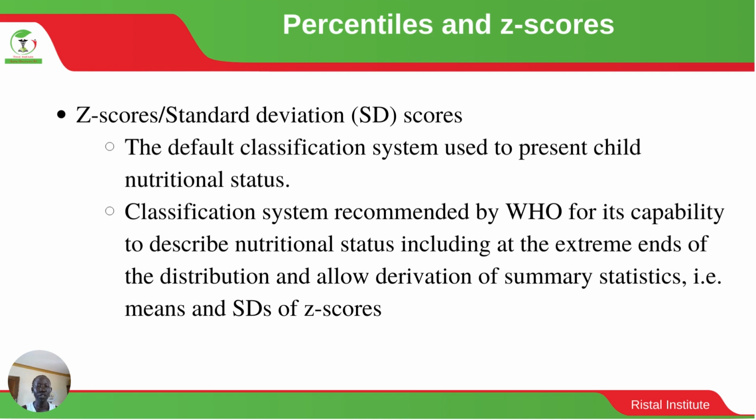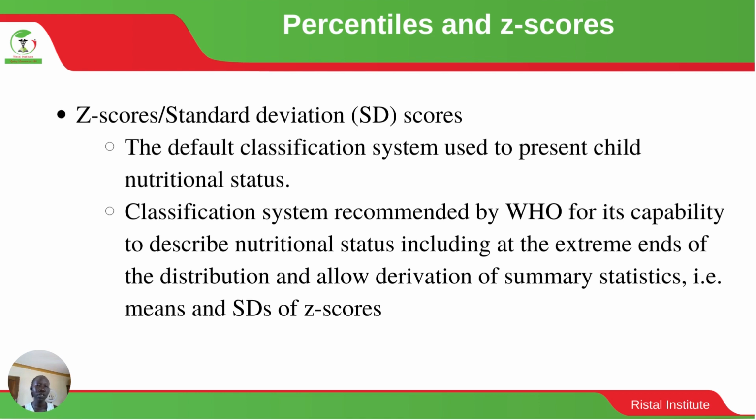Z-scores or the standard deviation, that's what the SDs that we've been talking about. This is the default classification system that is used to present child's nutritional status. Even out in the field when we are assessing the children's nutritional status, we basically measure the height, the weight, and the age, and from that we can ascertain from the Z-score chart whether the child is normal, moderately acute malnourished, or severely acute malnourished.